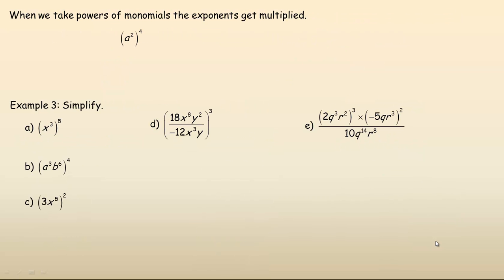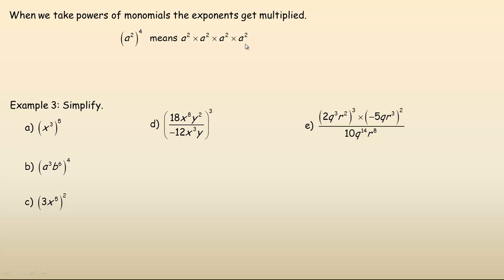Now, last we're going to talk about on the last page here is power of powers, the power of a power rule. So when we take powers of monomials, the exponents get multiplied. And again, I'm going to explain why that's the case, and then we'll take a look at a few examples from the bottom part of the page. So let's say we have a squared raised to the power of 4. Well, that power of 4 means that there's 4 of these a squareds multiplied.